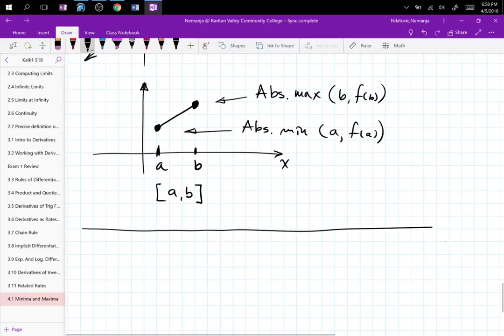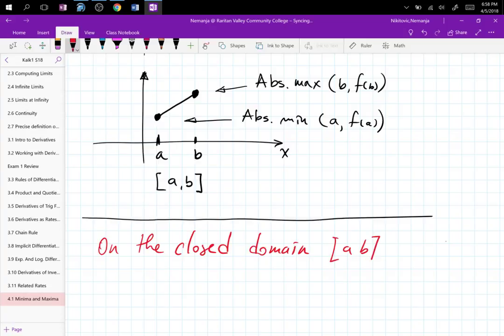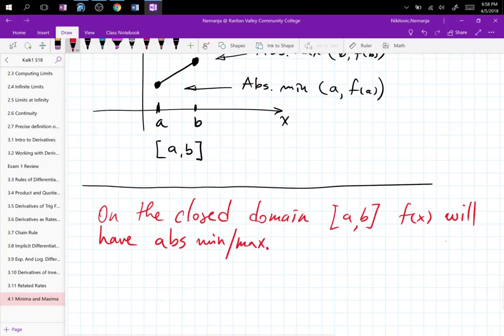So now what we learned from here is that on the closed domain AB, f of x will have abs min and max. Both of them.